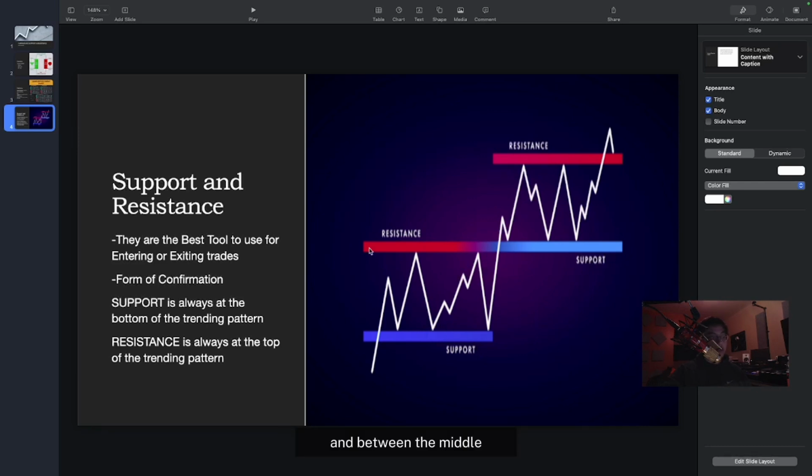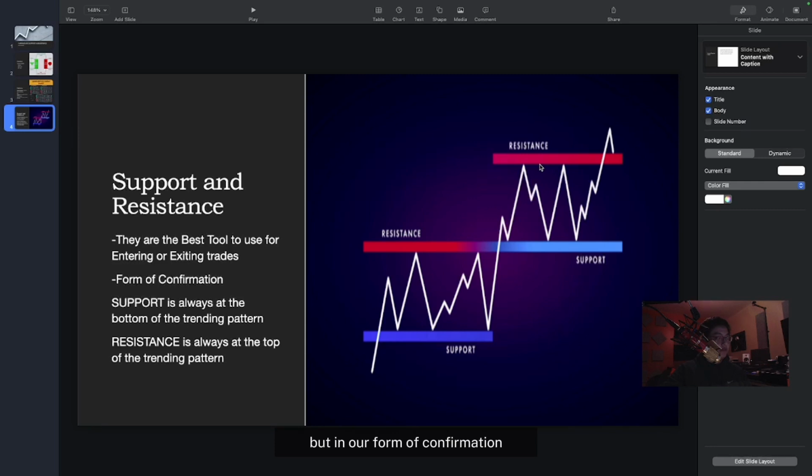And in between, whenever it breaks a new zone, like you see in the middle, that old resistance is now a new support. Or the opposite: if the support breaks and drops down, that's now the old support and the new resistance. Kind of like how it's demonstrated right there.